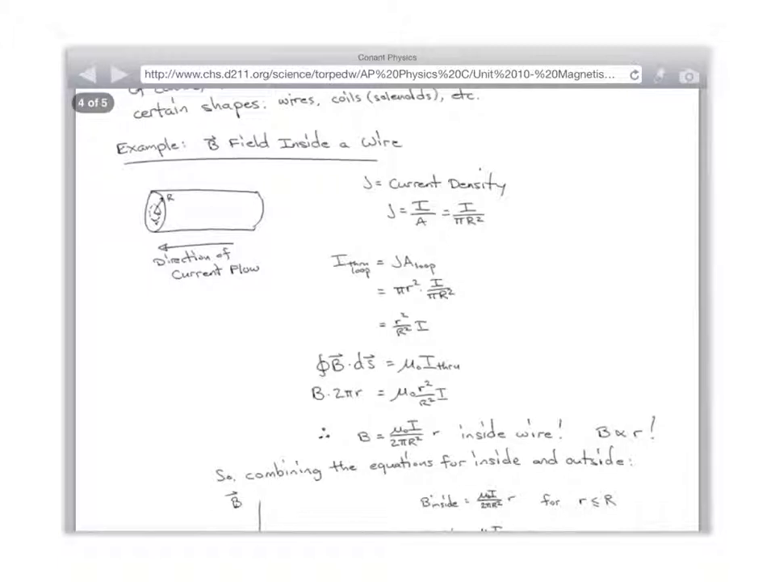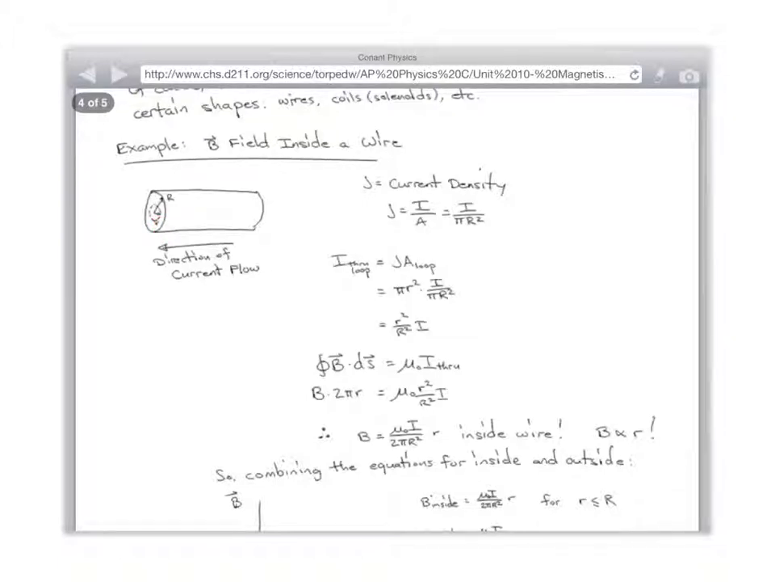And calculate the charges flowing through our little dashed loop right there. Well, the current flowing through that little dashed loop is going to be the area of the little circle times the charge density, right?